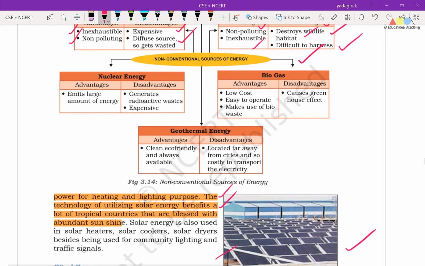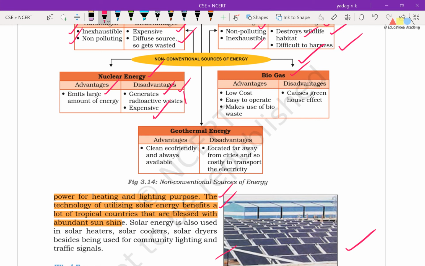Right friends, about nuclear energy, the advantages are it emits a large amount of energy. This is the advantage, and the disadvantages are very grave actually, and it generates radioactive waste. And the present problem with nuclear energy is the disposal of radioactive waste that is generated in the process in the nuclear reactors. Friends, it is also expensive to set up.